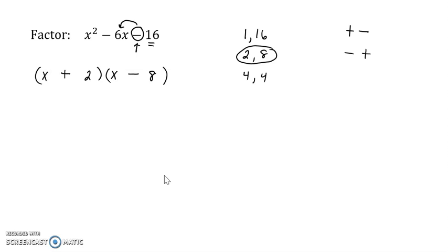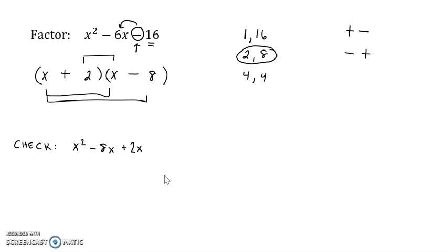Okay, and you can always check your work by multiplying this back out. Right, x times x will give us x squared. X times a negative 8 will give us a negative 8x. And our inside pair will give us a positive 2x. And if we multiply our last terms here, this will give us a negative 16. All right, go ahead and combine your like terms there in the middle, and we'll get x squared minus 6x minus 16, which is what we started with. Okay, so this would be our factored form of this trinomial.